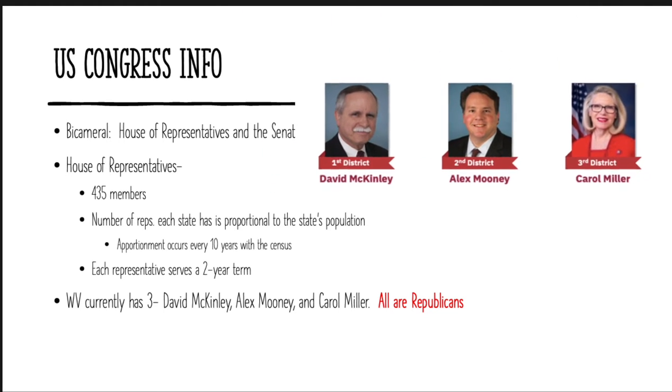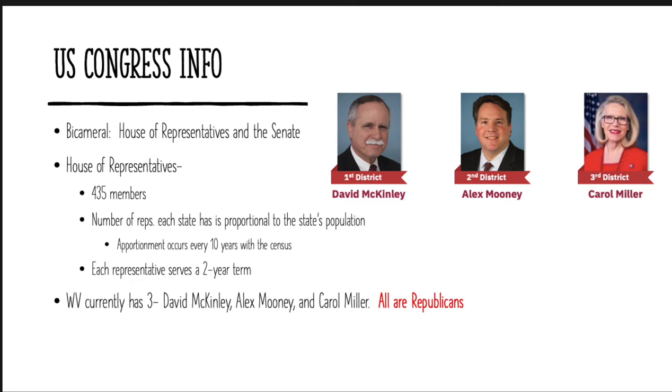Here's what they look like. Here they are: David McKinley, Alex Mooney, and Carol Miller. Carol Miller is the one that represents you. So when you vote, you reside in the 3rd district, and so you are constituents of the 3rd district. That's the election that you will vote for. You do not get to elect the 1st and 2nd district because you're not constituents of that.